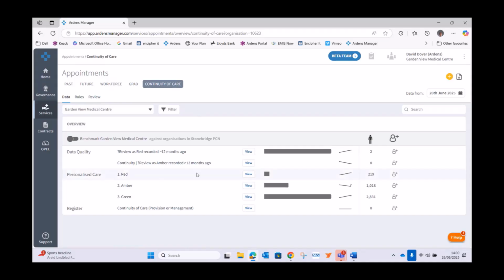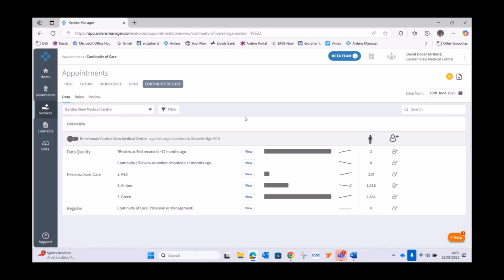Again, all of your personalised care in and around your red, amber and greens. And it might just be looking at this as, the majority of patients that are going to be seen are going to be green. But when it comes to that personalised care for those red patients, who are the GPs responsible? Are we booking those patients in with the correct clinician as well?